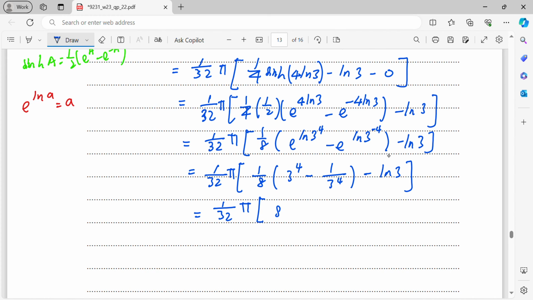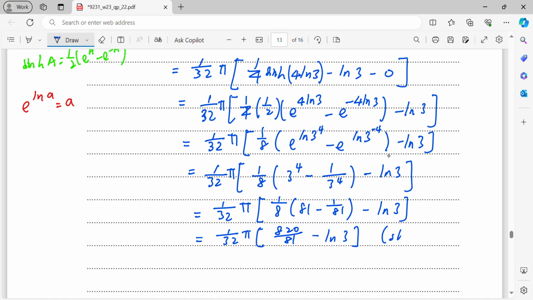This is going to be 1 over 8 times 81 minus 1 over 81. Then you will be getting 1 over 32 pi times 820 over 81 minus ln 3. So we have shown the answer.